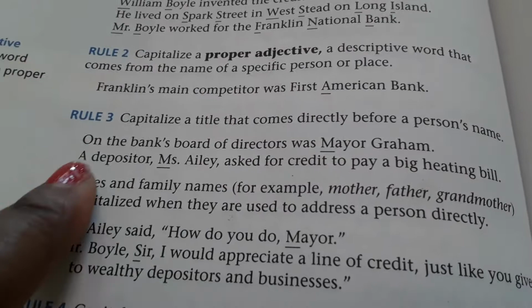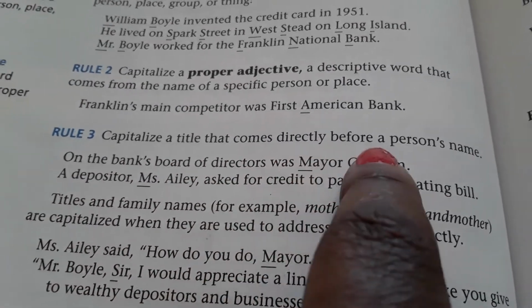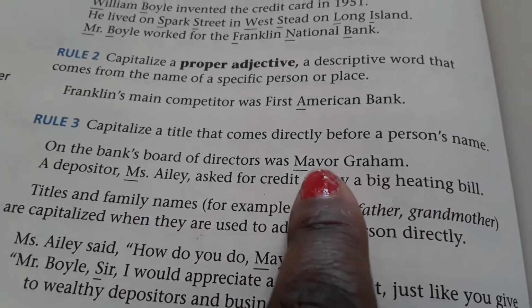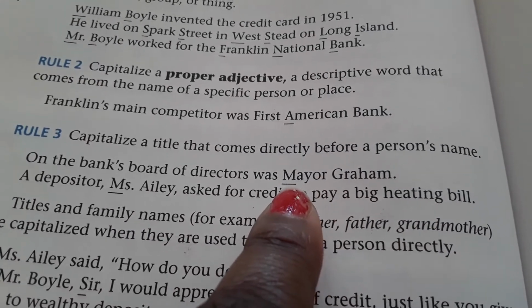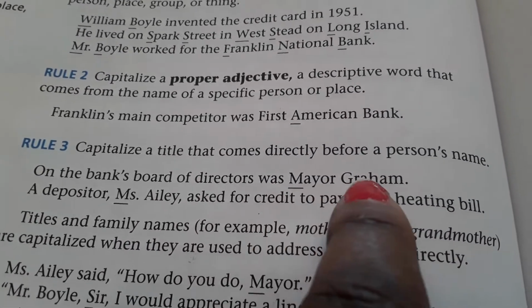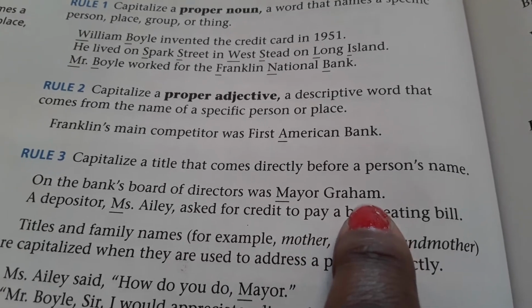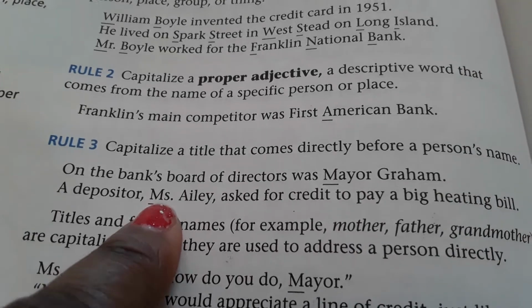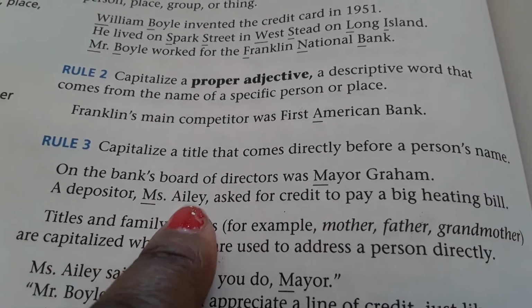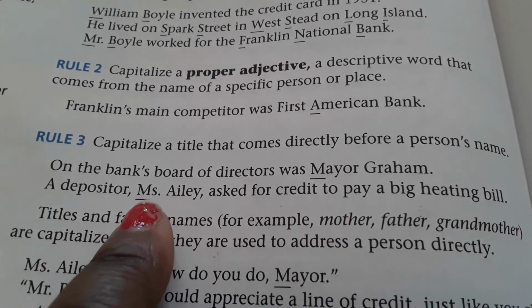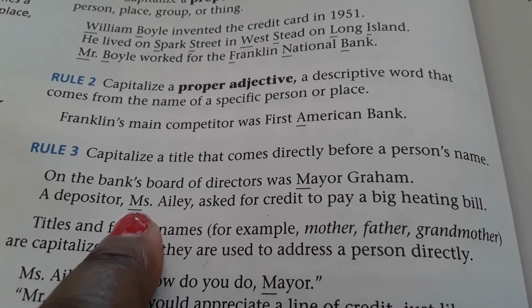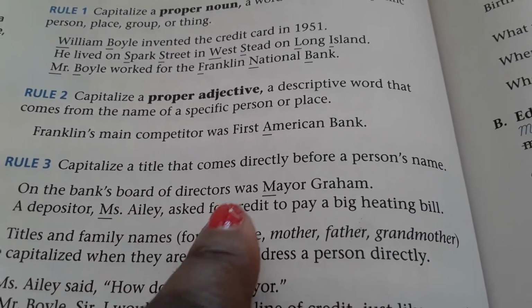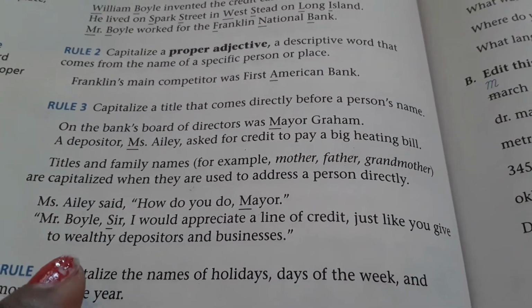Third one says capitalize a title that comes directly before a person's name. So, of course, normally if I used the word mayor in a sentence, I wouldn't capitalize it. But because it's the name of the mayor, Mayor Graham is his name, I would capitalize it. Same thing with Miss, Mr., Mrs. I would capitalize that if I'm going to put her name right behind it. So, of course, I'm capitalizing that title, her title, as I have it in there. Make sense?